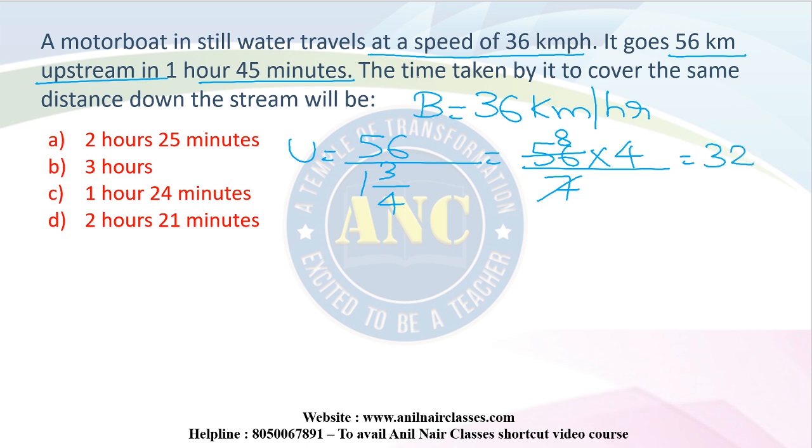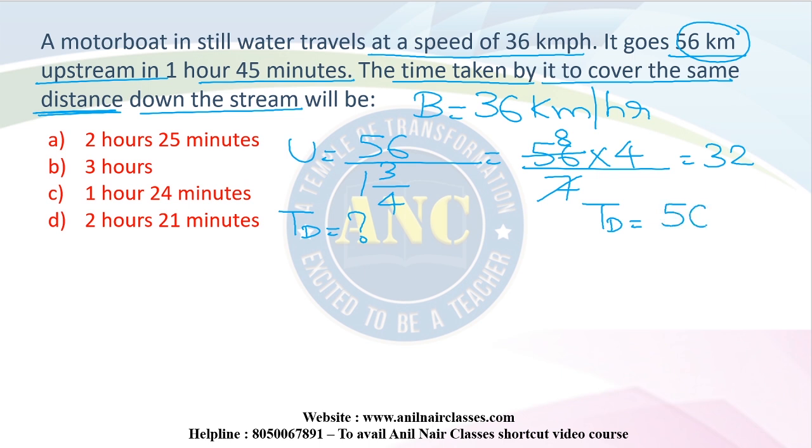What is the question? The time taken by it to cover the same distance down the stream. So basically they are asking you the downstream time, and the distance is also the same. That means distance is 56 kilometers, no doubt about it. So we can write it like this: downstream time is downstream distance 56 divided by downstream speed. Downstream speed we don't know. That is what we need to calculate.